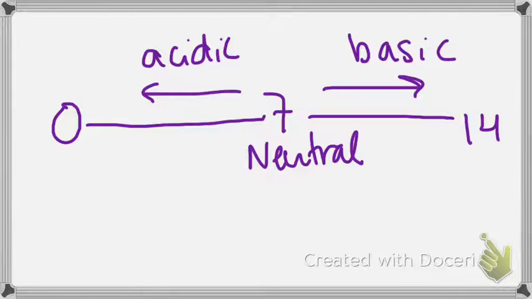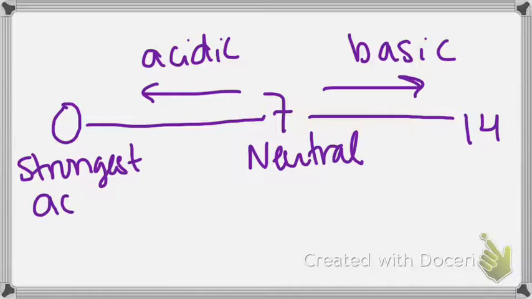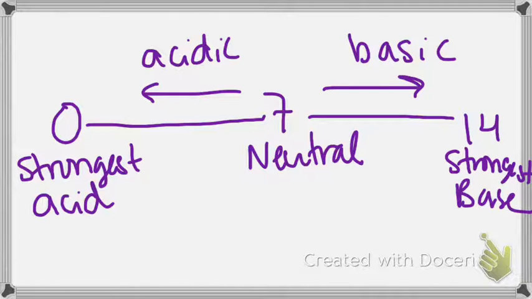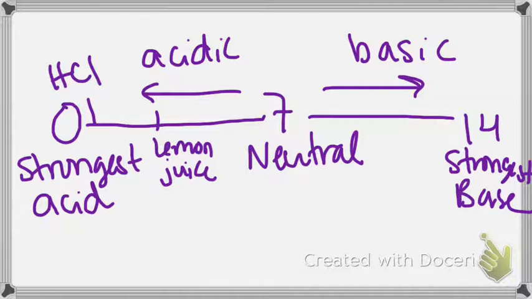Okay, down here at a pH of 0, this is going to be our strongest acid. And at a pH of 14, this is the strongest base. Okay, so things like acids could be like lemon juice. Down here, almost at a pH of 1, we have hydrochloric acid, which can burn you and damage the proteins in your eyes and things like that. Super dangerous. And then as we go up the scale, they become less and less acidic and more neutral, right?